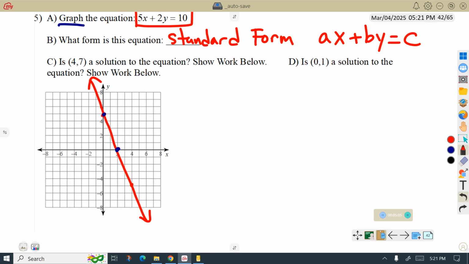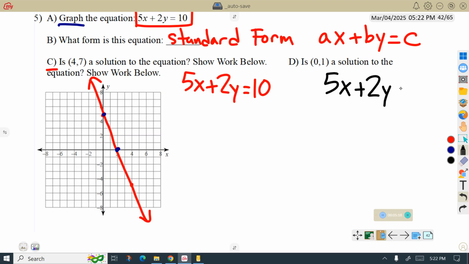Okay, so now for C, we want to see whether or not (4, 7) is a solution to the equation. So for part C, we're going to just copy our equation. Okay, and I could also do this one the same way, right? In parts C and D, we do them the same way. Okay, go ahead and just write it like that. Now what I will do is I'm going to put my values inside of here, right? So I'll go ahead and do x is 4 and y is 7, right?